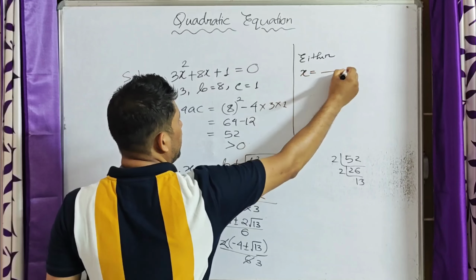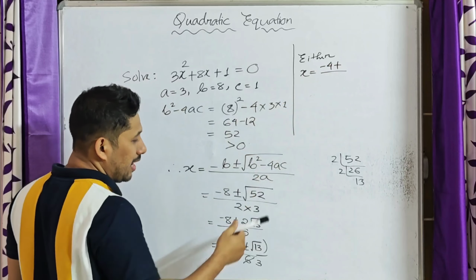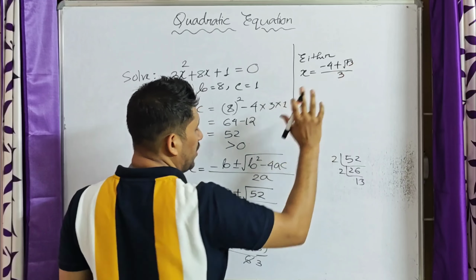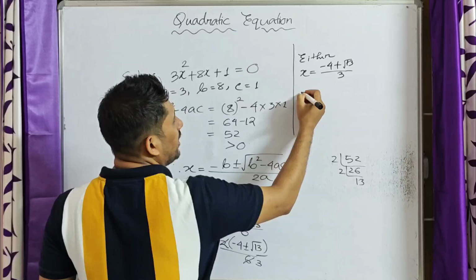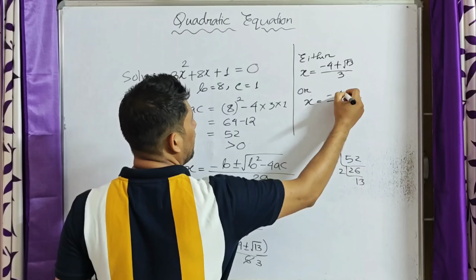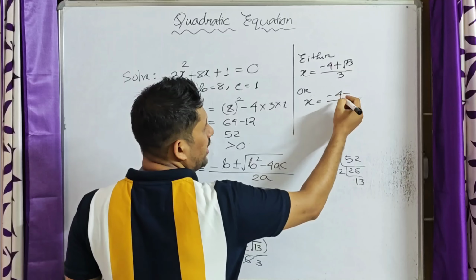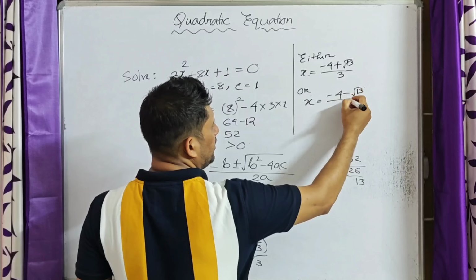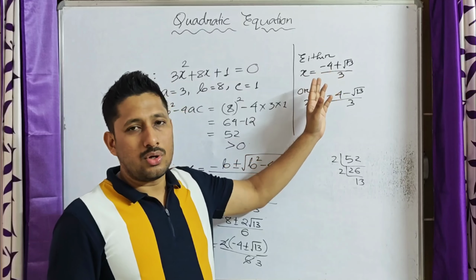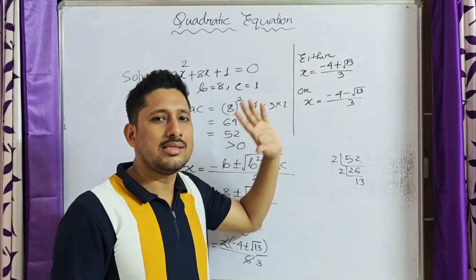Either x will be minus 4, then I will take only one sign, plus root 13 divided by 3. This is one of the answers, and the other answer is or. X equals to minus 4 then minus, because remember plus minus was there. Once I use plus, the next time it is minus root 13 by 3. Then if in a particular question you can minimize or add or subtract, do it. If in this case it cannot be done, so this is the answer.